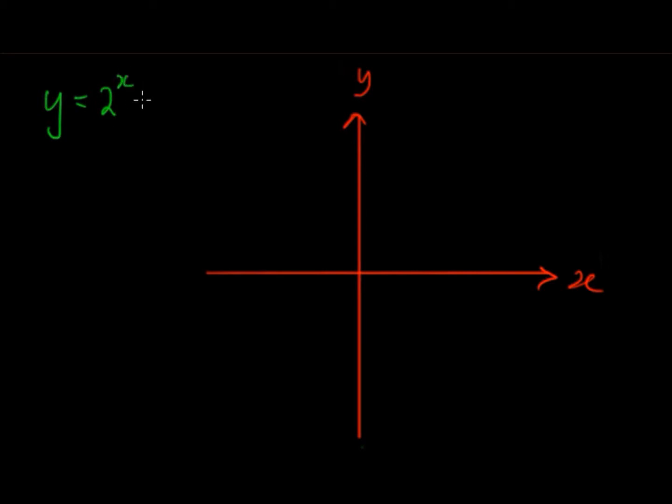to 2 to the x, where x is the index or the power at the top. So this base number 2 can actually be any number, and it will be this standard shape. So it could be y is equal to e to the x, so that's quite a common one, but you could also have any other power.